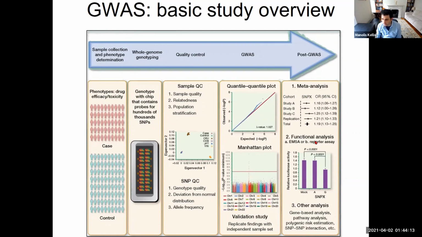And then the next step is how do we do functional analysis to understand what the role of these SNPs is. For example, I can go and perturb that SNP between A and G and then see if it changes luciferase activity for an enhancer, basically measuring whether that SNP in fact perturbed the enhancer. And we're going to talk more about that throughout the term. And of course, I can do other analysis. I can look for gene-based analysis. I can look for pathway analysis, polygenic risk estimation, SNP-SNP interactions. And we're going to talk about a lot of that on Tuesday next week.